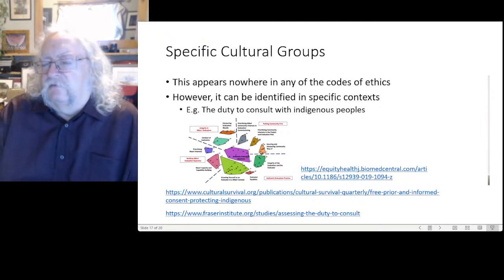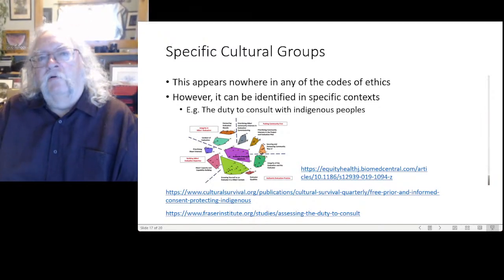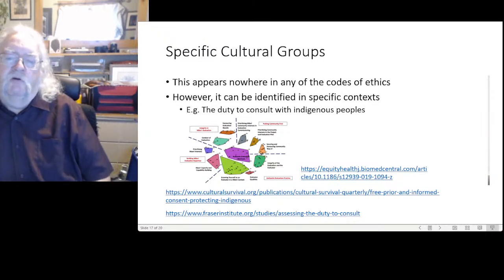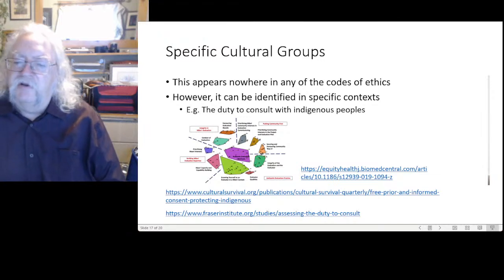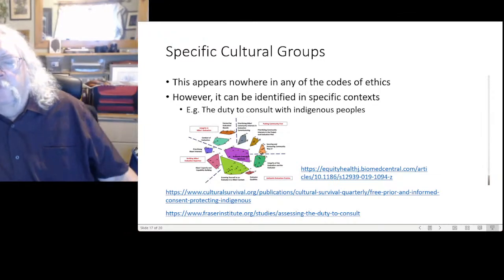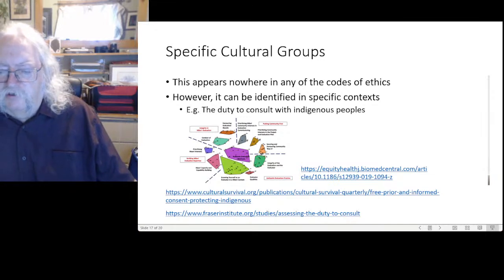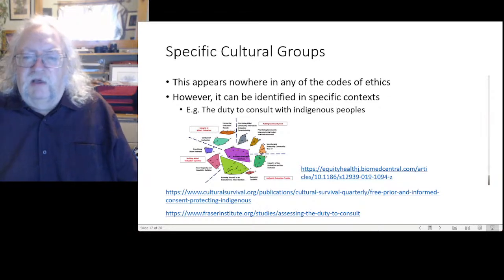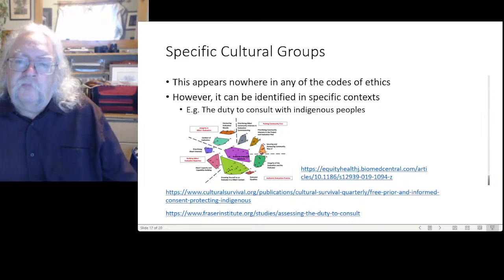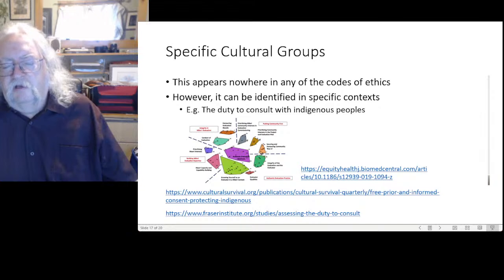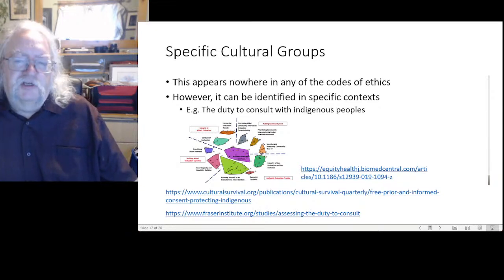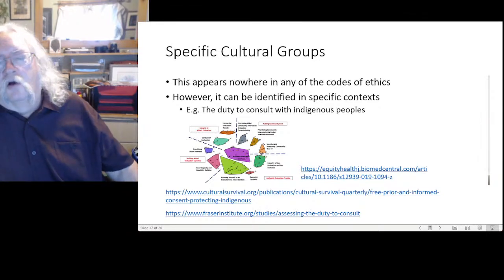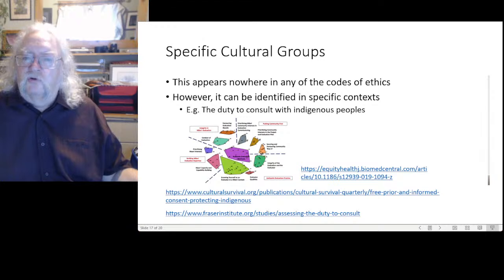And we have, or more accurately, I think, are in the process of developing similar requirements here in Canada, and there is current debate on that, which is why I have a reference to the Fraser Institute on assessing the duty to consult Indigenous peoples here in Canada. But the list of specific cultural groups is much longer than simply Indigenous people. Specific cultural groups could be widely construed.